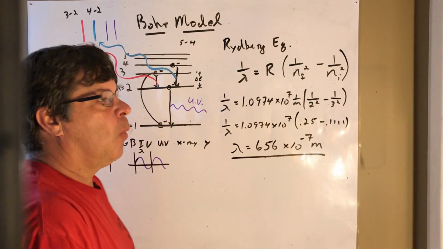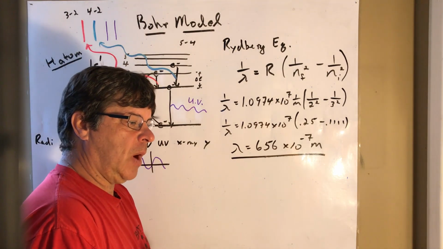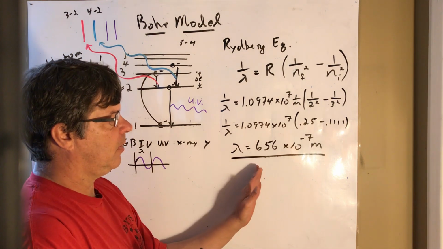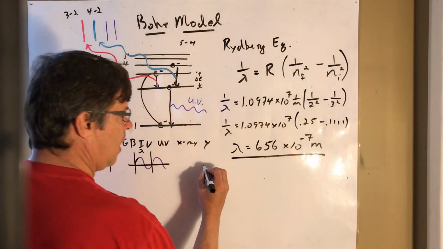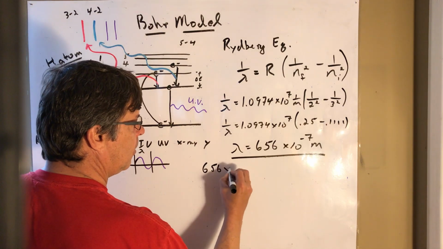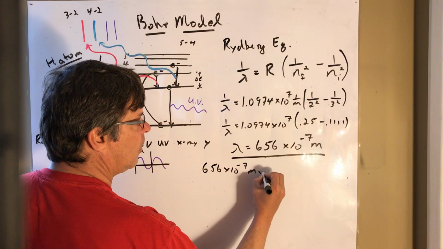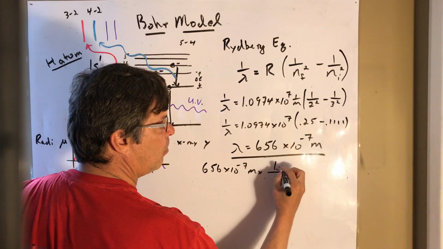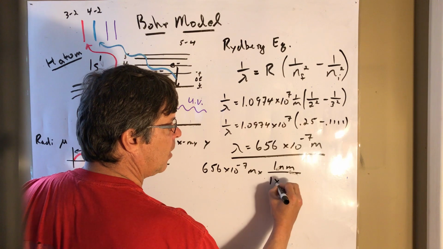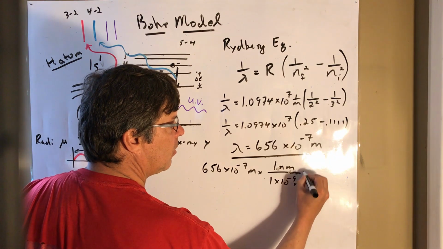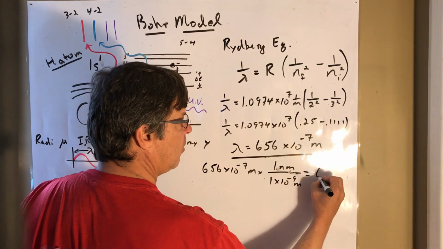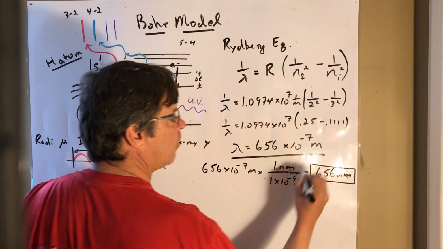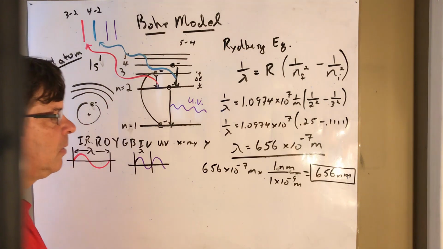Hey, one unit that's often used in spectroscopy is the nanometer. So let's just convert this to nanometers real quickly. 656 times 10 to the negative 7th meters. And 1 nanometer, nano is a billionth, is 1 times 10 to the negative 9th meters. And that'll give you then 656 nanometers. They're equivalent, just a different unit.